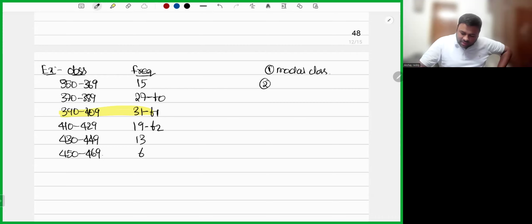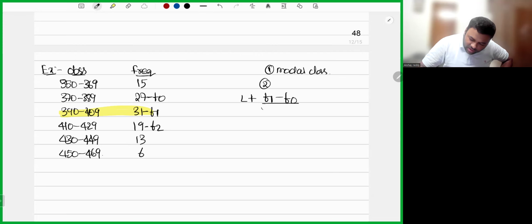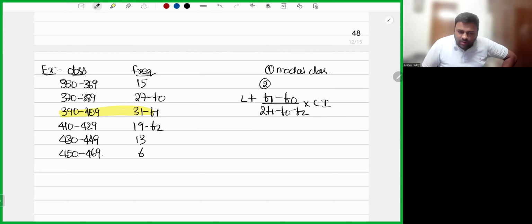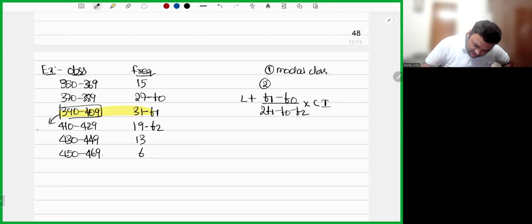Then you will apply the formula. It's not lengthy, it's simple: L plus F1 minus F0 divided by 2 F1 minus F0 minus F2, into class interval. What is L here? This is inclusive, convert to exclusive. Only this one I will convert. For the lower value, 389.5, and the higher value, 409.5.